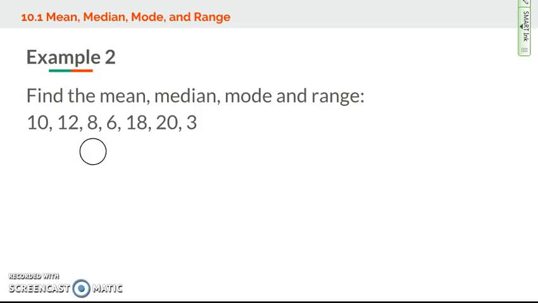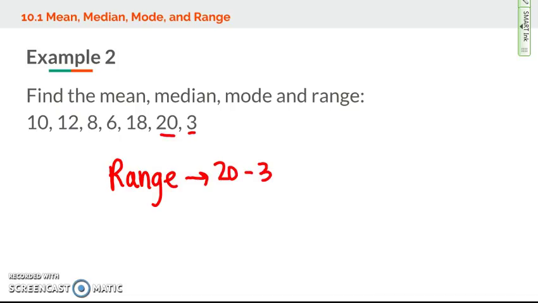And our last item then is our range. We take the biggest number and we subtract the smallest from it. Our biggest number is 20 minus our smallest number, which was 3. And 20 minus 3 then gives us 17. So the range is 17.